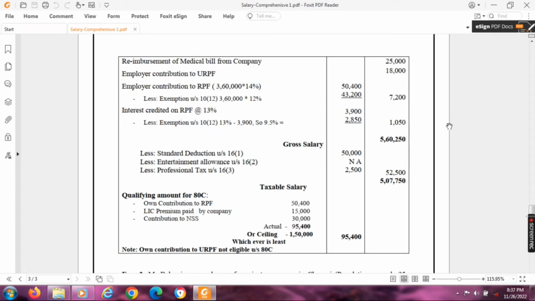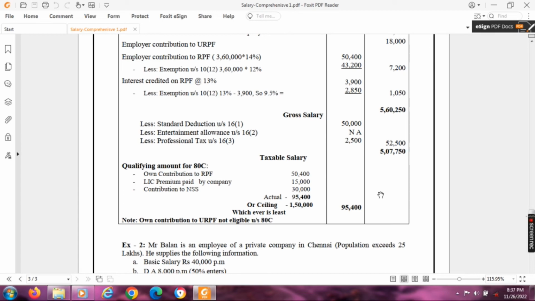So the gross salary will be 5,60,250. Less we can avail standard deduction under section 16(1), 50,000, and professional tax paid by him rupees 2,500. This amount is eligible for deduction under section 16(3). So balance 5,07,750 will be the taxable salary. The qualifying amount for 80C in this problem is own contribution to RPF 50,400, LIC premium paid by company 15,000, and the contribution to NSS 30,000. Actual amount is 95,400. Or the ceiling amount 1,50,000, whichever is least. In this problem, one note is there, own contribution to URPF not eligible under section 80C, so we ignored.